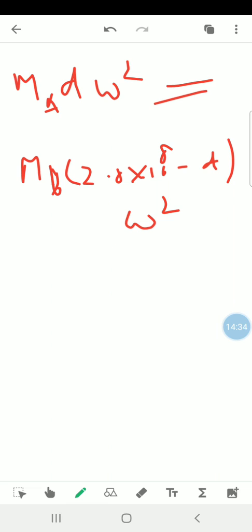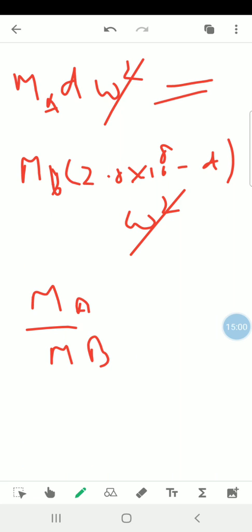Now they have given that MA divided by MB is equal to 3. Because these are all multiplications, omega squared can be cancelled out. Then you are left with MA D equals MB times. I divided both sides by MB, so MB cancels out on one side, and on the other side you are left with MA over MB, which is equal to 2.8 into 10 to the power 8 minus D, over D.